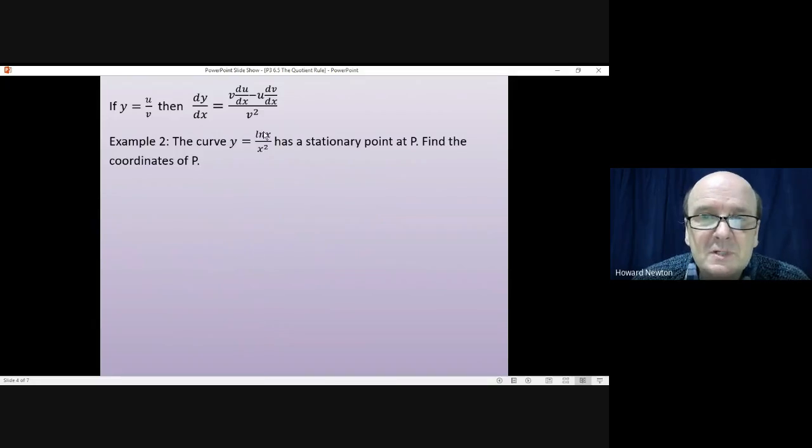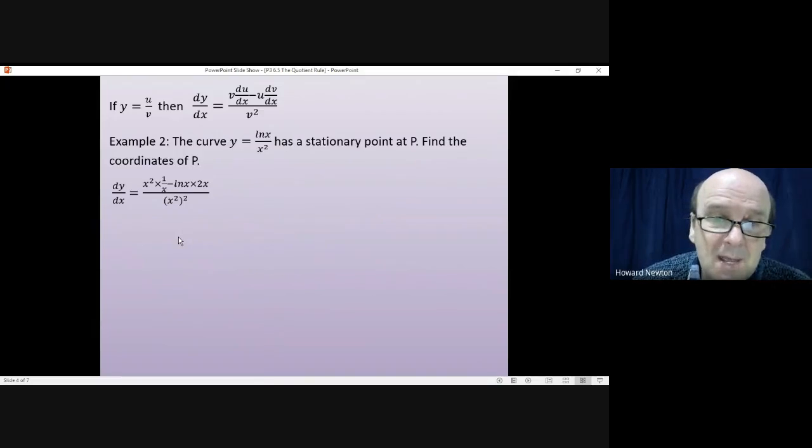Okay, so u is log x, v is x squared. When I differentiate that, I write down the x squared. Differentiating the log x gives me 1 over x. Take away, write down the log x. Differentiate the x squared gives me 2x. And all of that needs to be divided by the denominator squared, x squared, all squared.